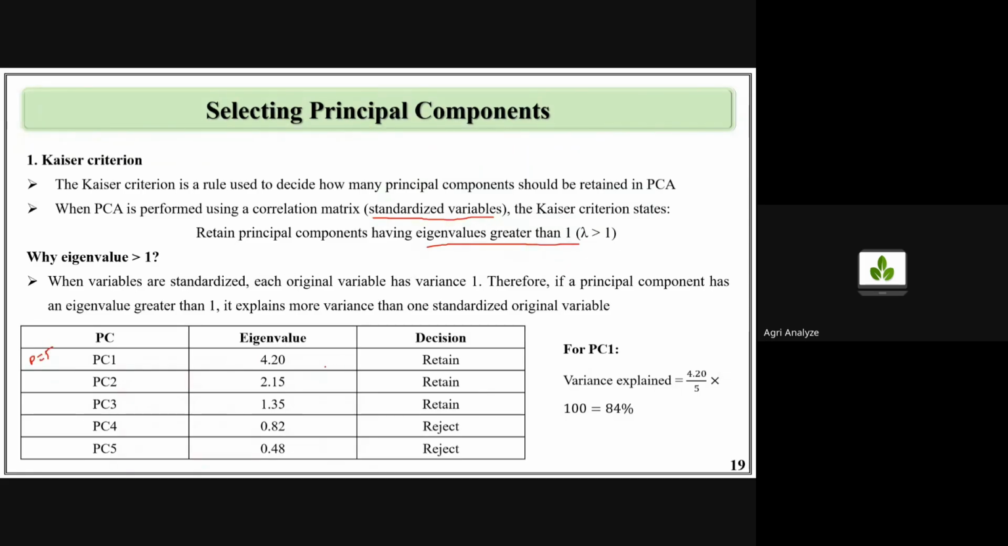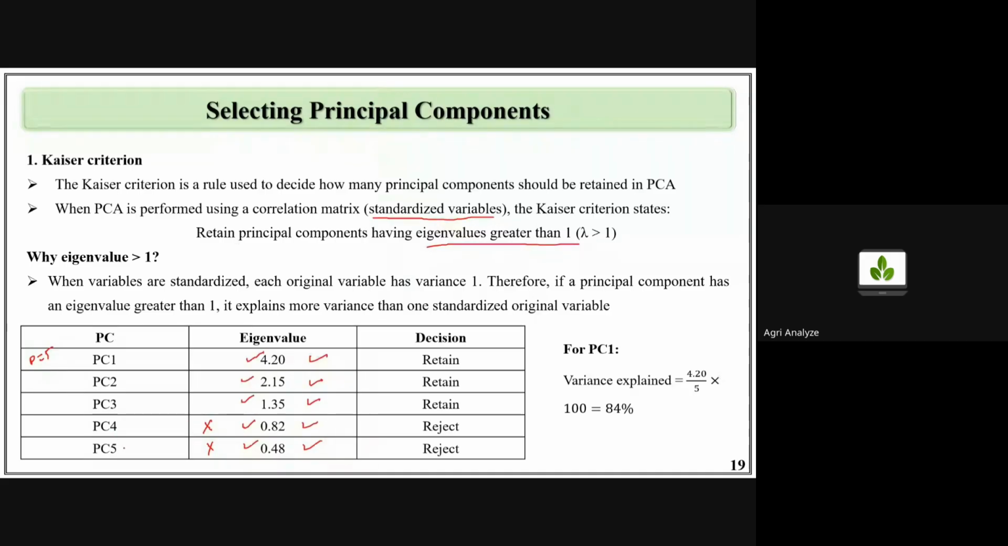Here we have an eigenvalue for each principal component. Principal component 1 has 4.20, PC2 has 2.15, PC3 has 1.35, but PC4 and PC5 have less than 1: 0.82 and 0.48. It means based on Kaiser's criterion, any principal component that has an eigenvalue less than 1 is rejected.